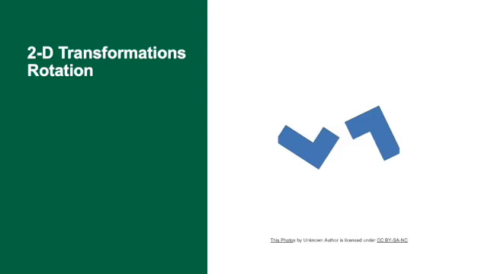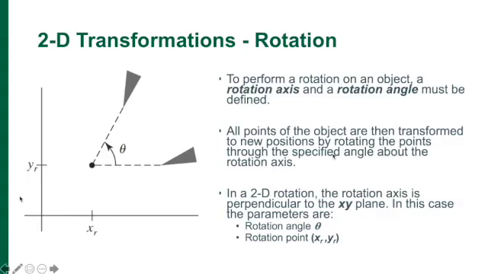Rotation. To perform a rotation over an object, a rotation axis and a rotation angle must be defined. All the points of the object are then transformed to new positions by rotating the points through the specific angle about the rotation axis. In this case, the rotation axis is this dot, and theta is going to be the angle to be rotated.